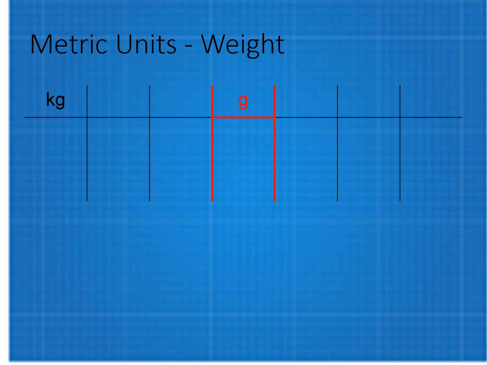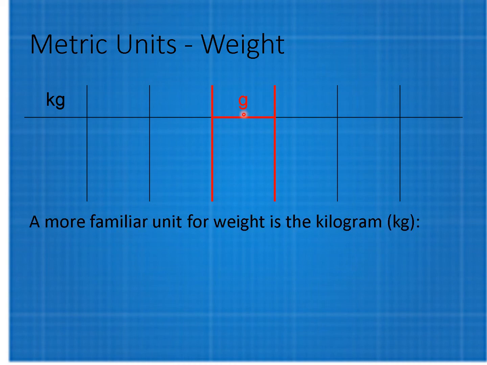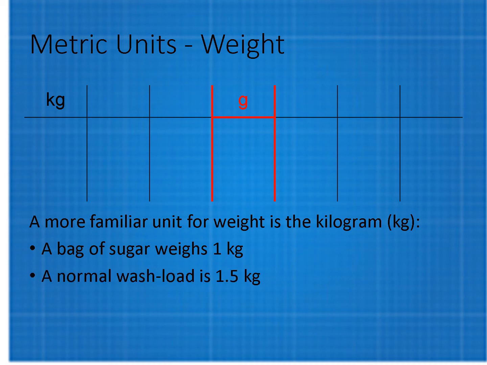Let's have now the metric units for weight or for mass. So the base unit or the basic unit for mass is gram. A more familiar unit for weight also for you is kilogram. So remember that kilo means 1,000. So in relation to gram, that is just equal to 10 to the power of positive 3. So we'll have 3 movements, 1, 2, and 3. So we have here a kilogram. A kilogram is usually used in a bag of sugar, which weighs 1 kilogram, a normal wash load, which is 1.5 kilograms. My weight is about 81 kilograms, for example.